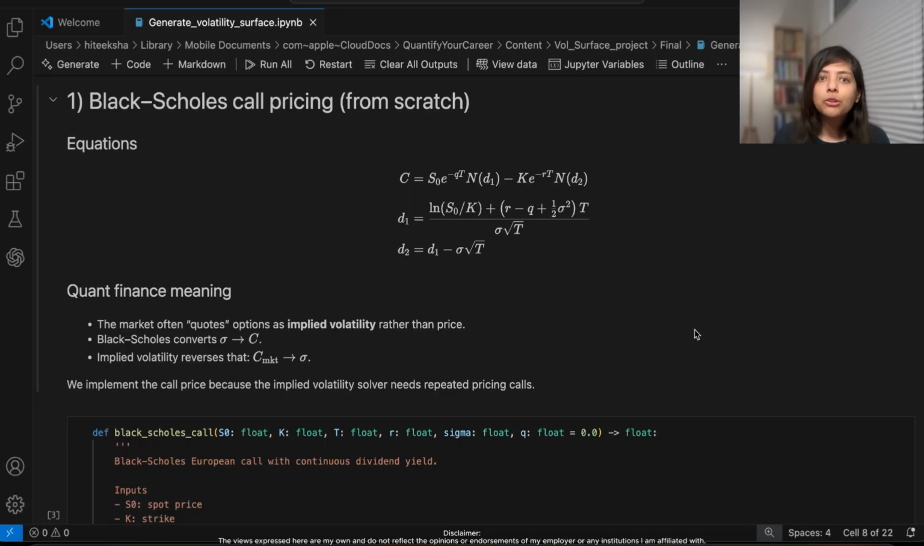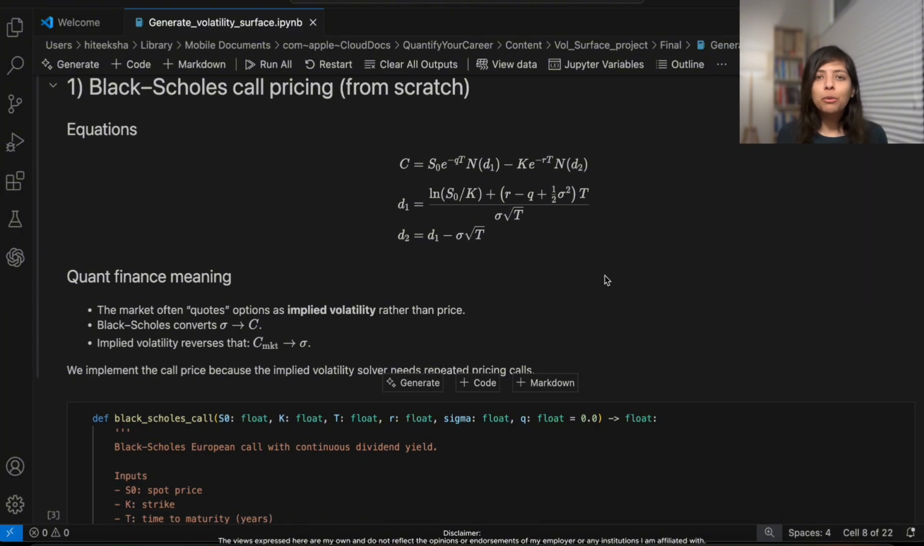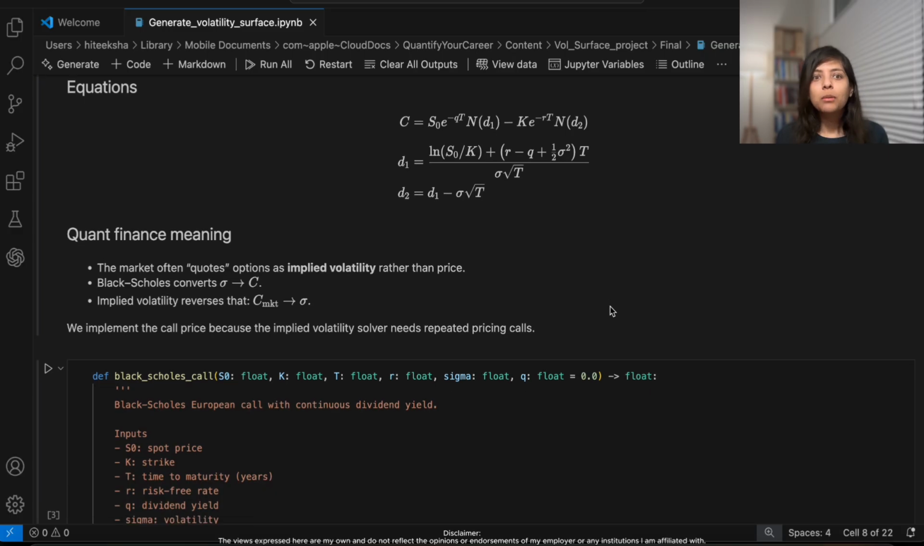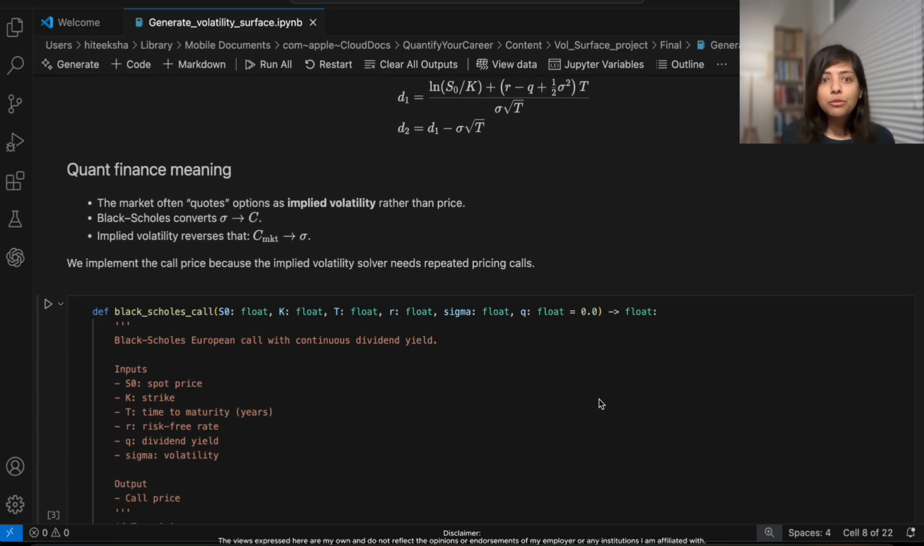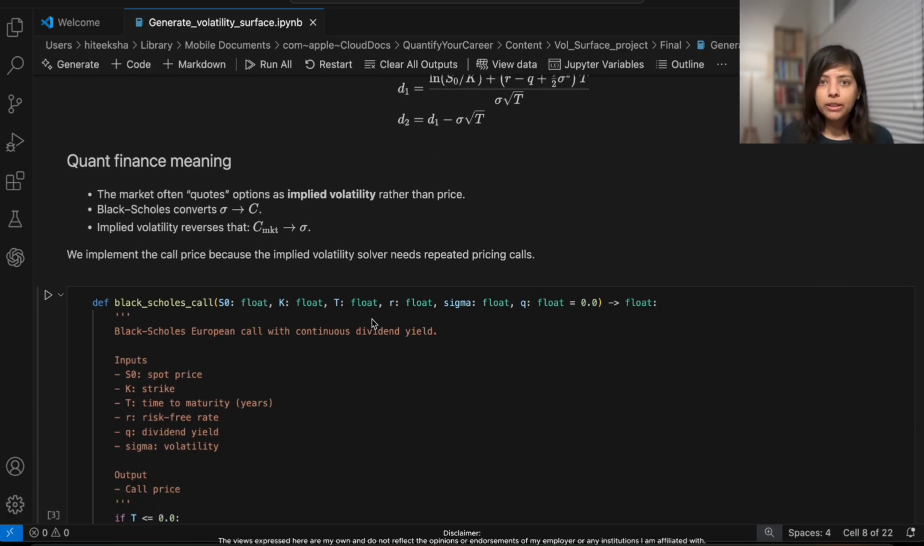Okay, so the first thing to do in the notebook is to write the Black-Scholes call pricing formula ourselves. And you might wonder, why not just use a library? Because later, when we are finding implied volatility, we are going to call this function hundreds or even thousands of times. We need to understand exactly what it is doing and we need it to be stable. So we implement a function where you give it a spot price, strike price, time to expiration, risk-free interest rate, and the volatility. And it gives you back the call price.